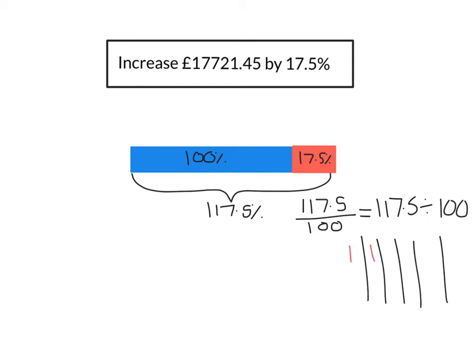So I've got 117.5 divided by 100 means I need to move it 2 spaces. So that's going to become 1.175.